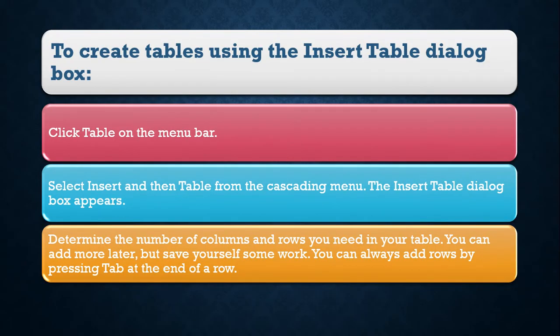To create tables using the Insert Table dialog box, click Table on the menu bar, select Insert and then Table from the cascading menu. The Insert Table dialog box appears. Determine the number of columns and rows you need in your table. You can add more later, but save yourself some work. You can always add rows by pressing Tab at the end of the last row.